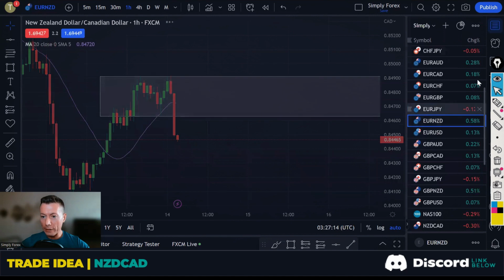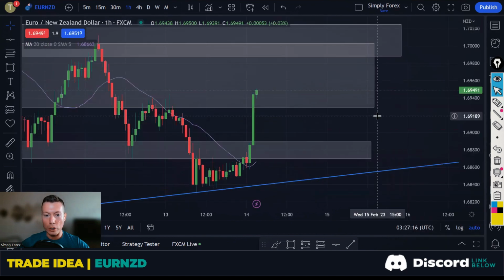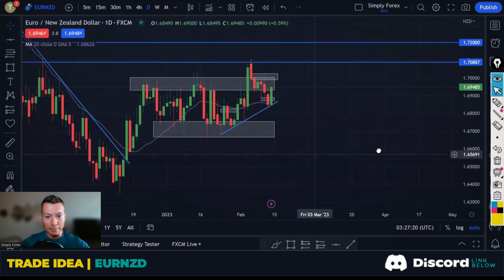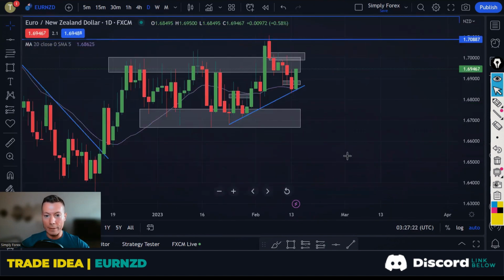And then the final trade idea for today is the euro against the New Zealand dollar. So again, deja vu, it was a trade from yesterday. Remember, guys, we were in an uptrend and then it ranged. We were getting a battle between buyers and sellers.